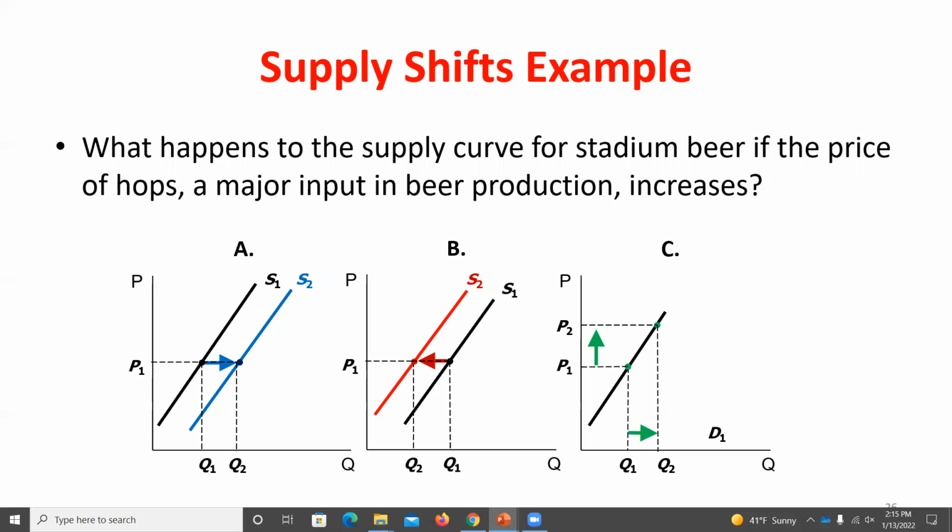So let's say I'm looking at these different models and I think about what if the price of hops, which is a major input in the production of beer, increases. What's going to happen to the supply curve for stadium beers, right? I see this increase in my input prices, so people are going to supply less, right? I see this decrease, or this leftward shift, in my supply curve. A would reflect an increase in that supply curve, and what would C depict?